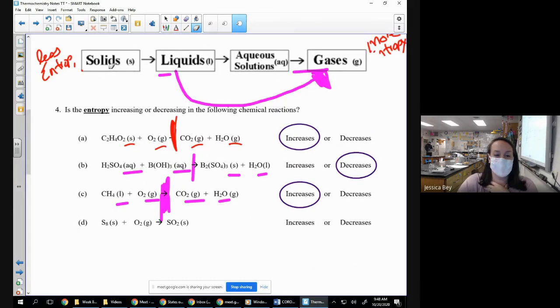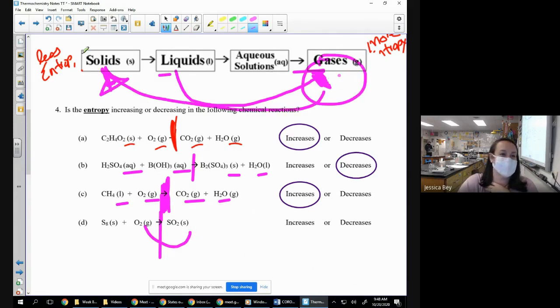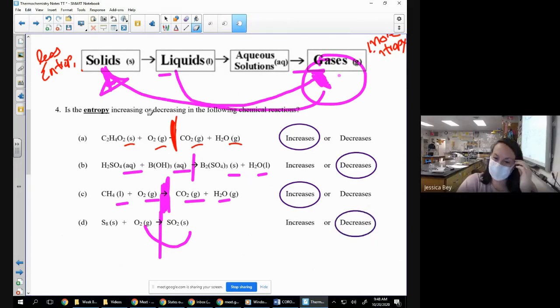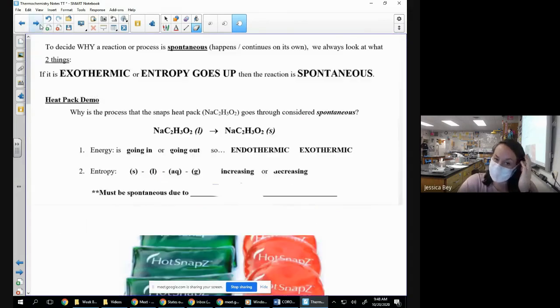And I'll let you hit this last one here. I have a solid and a gas, but then, and you have to look around the sides of the arrow, that gas goes to a solid. Gas to a solid. What's happening to that entropy there, Kayla? Decreasing. It is decreasing. Okay. So you kind of just got to practice some of those.